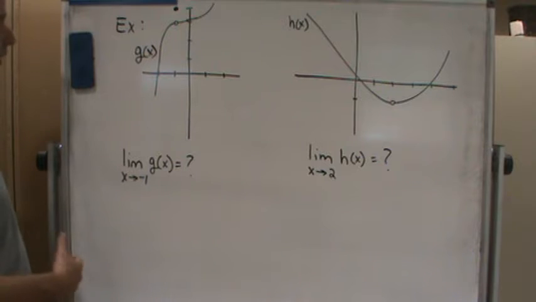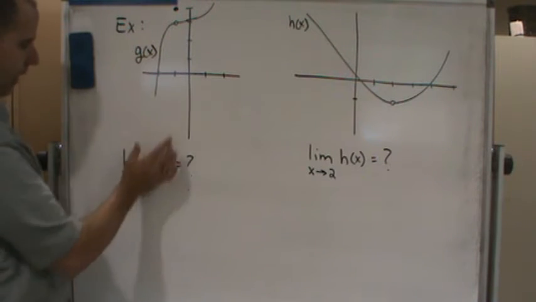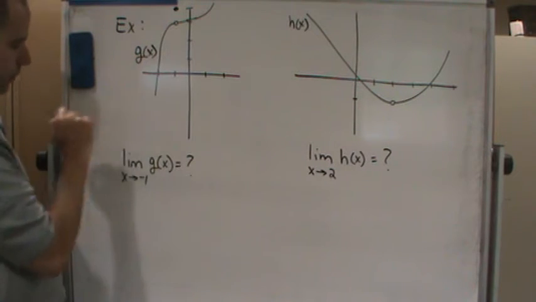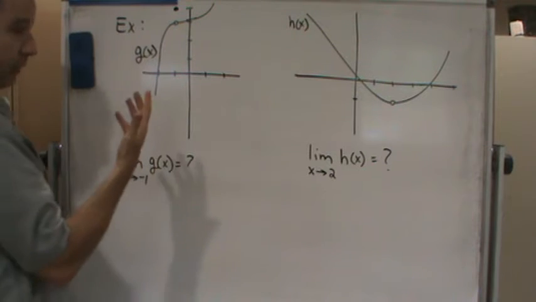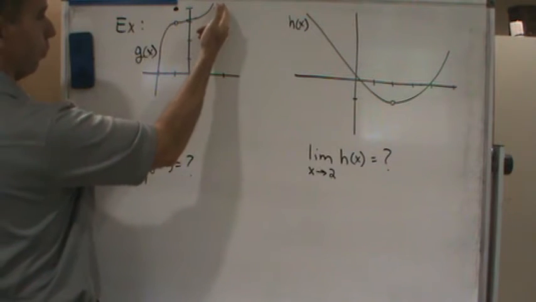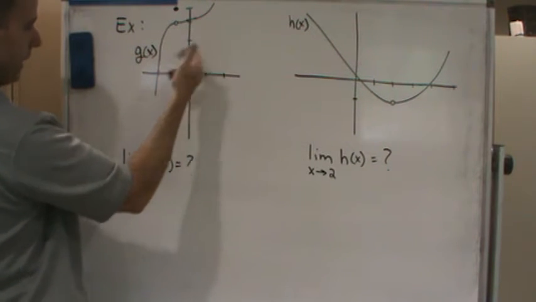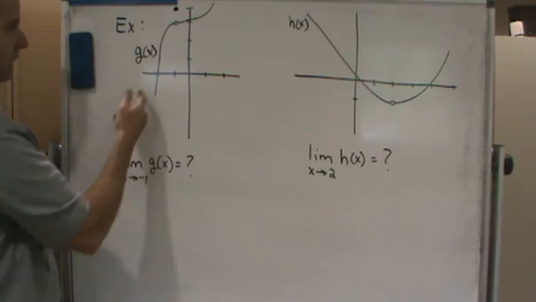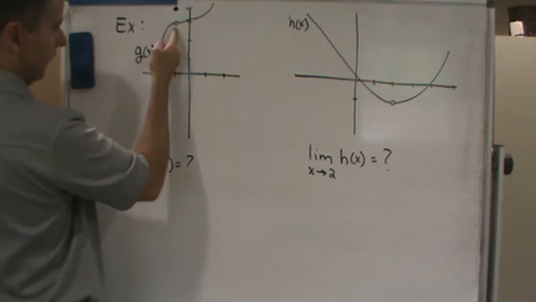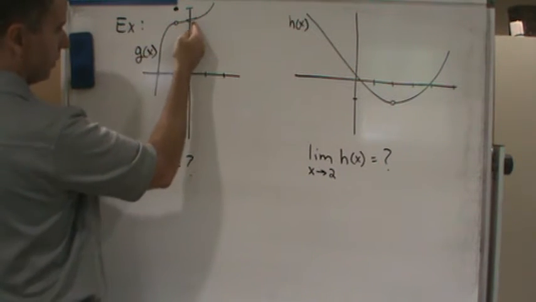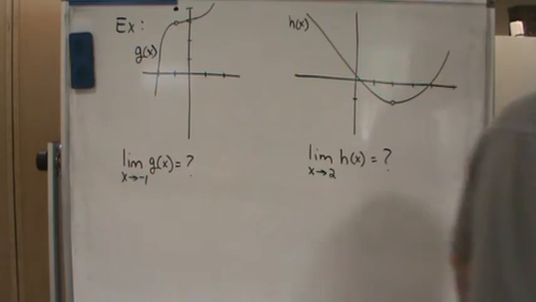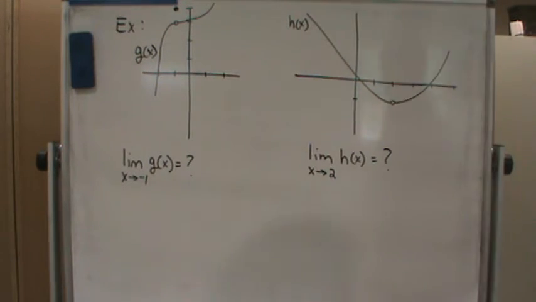It says here, look at the graph: what's the limit as x approaches -1 of g of x? And so here's the graph of g of x. By visually inspecting the graph, we look at where it's approaching from the left and from the right. As we get closer and closer to -1, it's getting closer and closer to 3. And so based on the graph, we would say that the limit is 3.